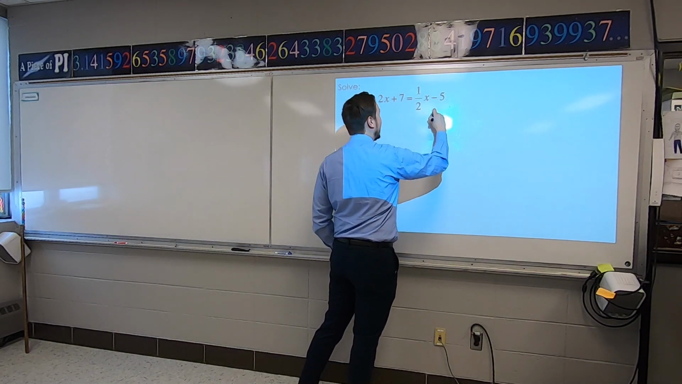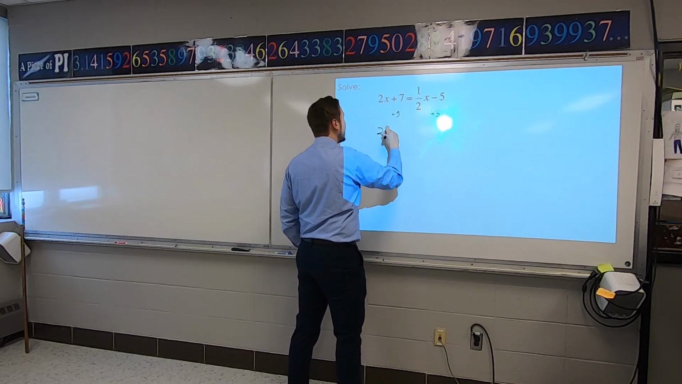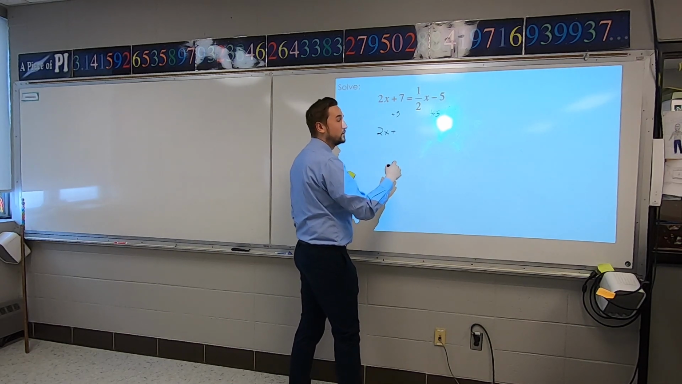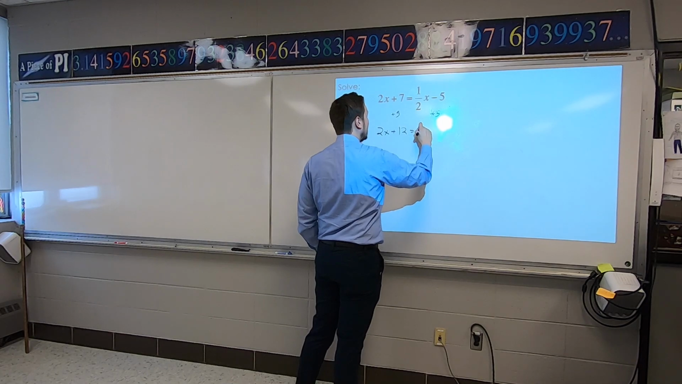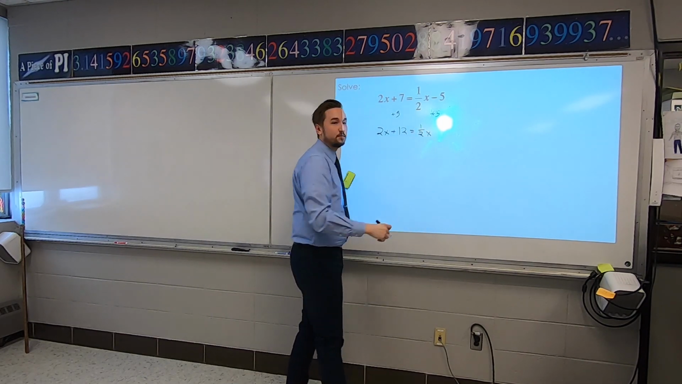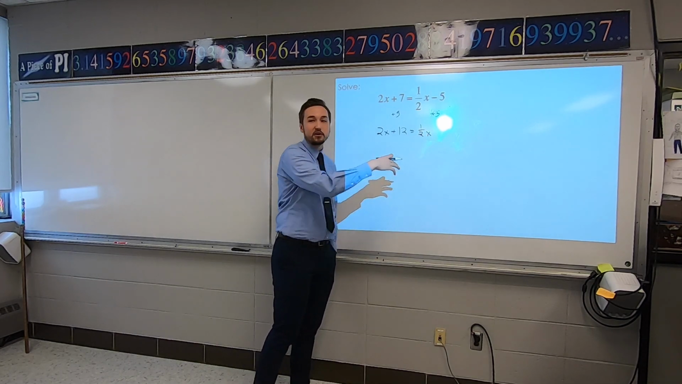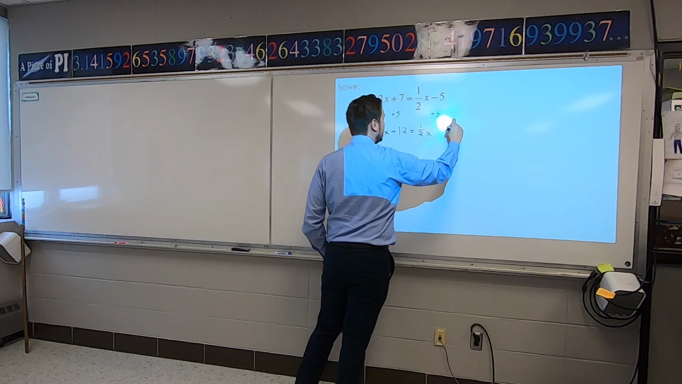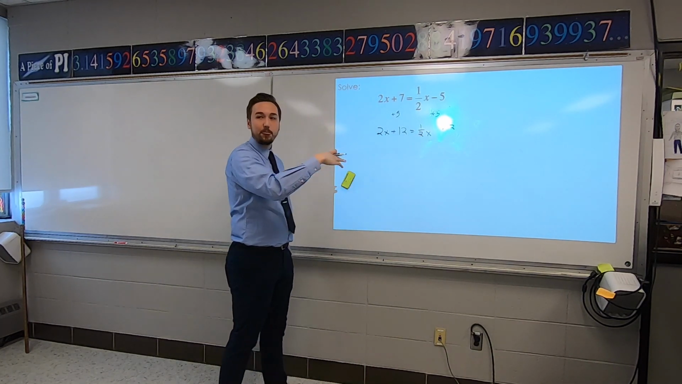Our first step, I want to add 5 to both sides. So I'm going to get 2x plus 12 equals 1/2 x. Now I want to get rid of that fraction. So I'm going to multiply both sides by 2. Multiplying both sides by 2 will get rid of that fraction.